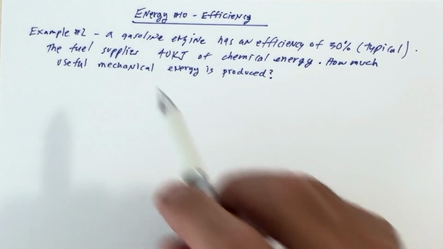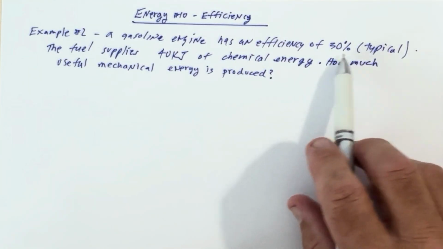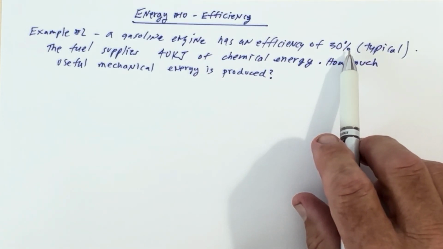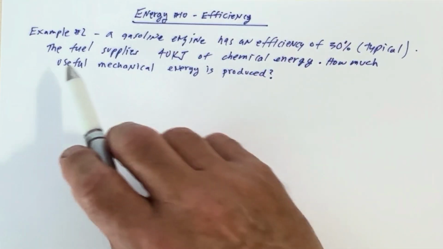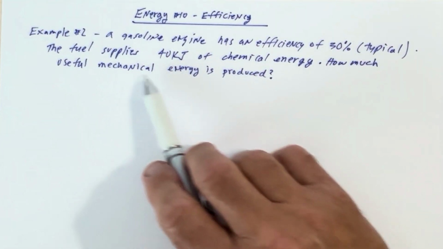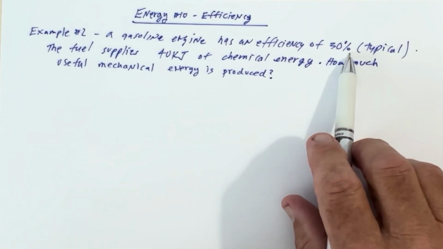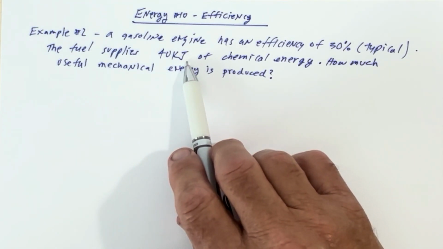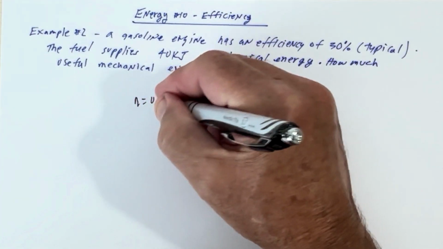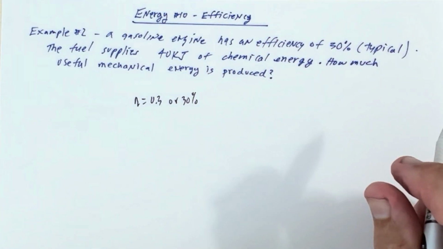Now let's do a second example. A gasoline engine has an efficiency of 30%, and that's fairly typical. They're in the 20 to 30, 40% range, depending on how efficient the design is, and they're not as efficient as electric motors. The fuel supplies 400 kilojoules of chemical energy. How much useful mechanical energy is produced? So this time, we're given the efficiency in terms of percentage. We're given the total energy in, that'd be the gasoline in the motor. So we know our efficiency, eta, is equal to 0.3 or 30%. That's the same, just dividing by 100.